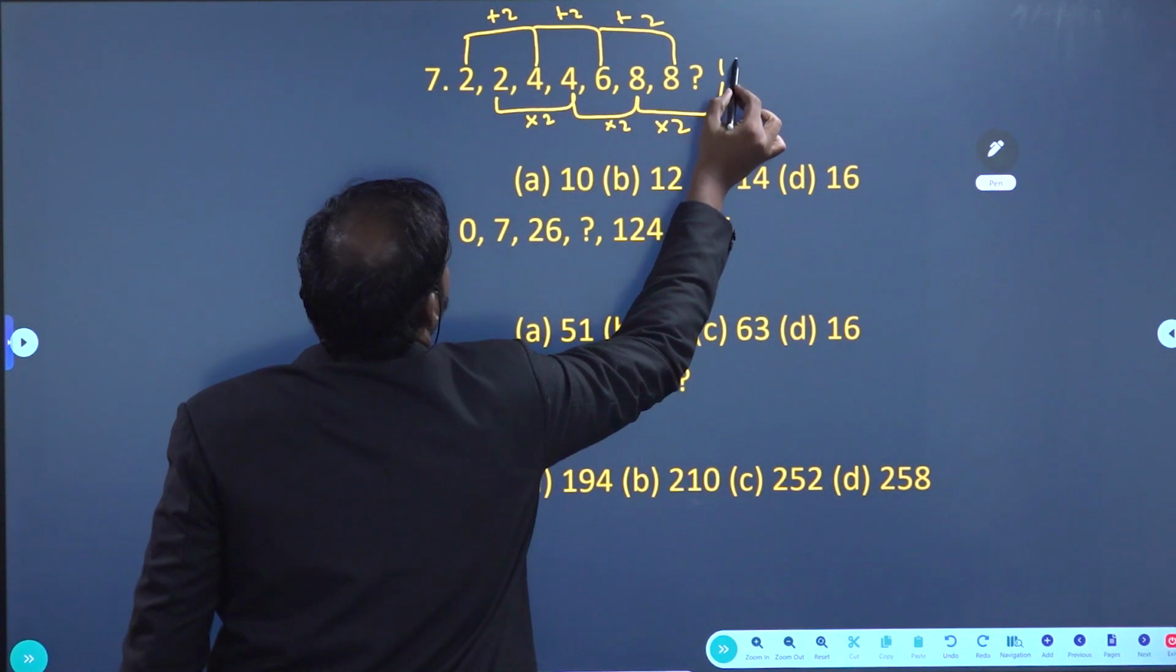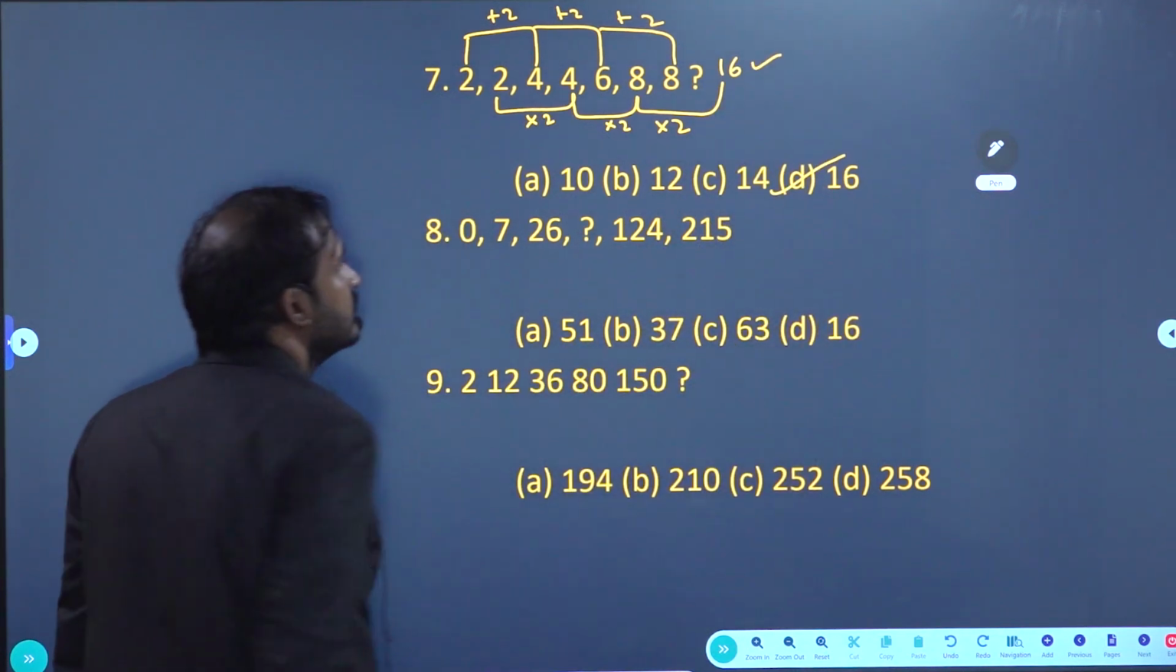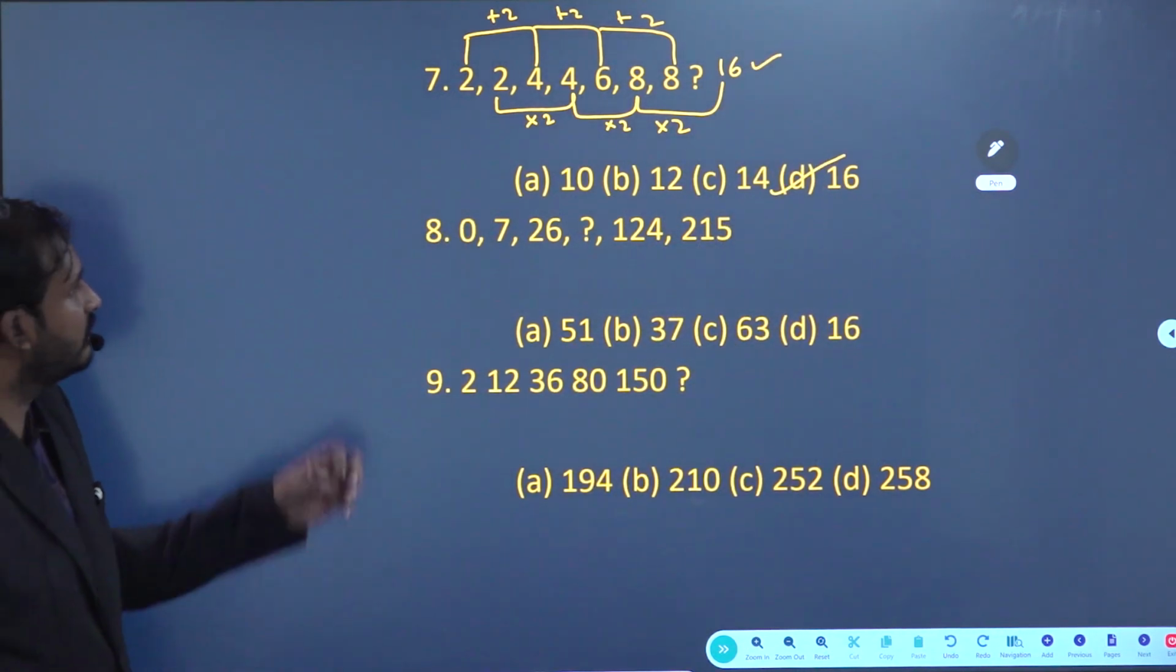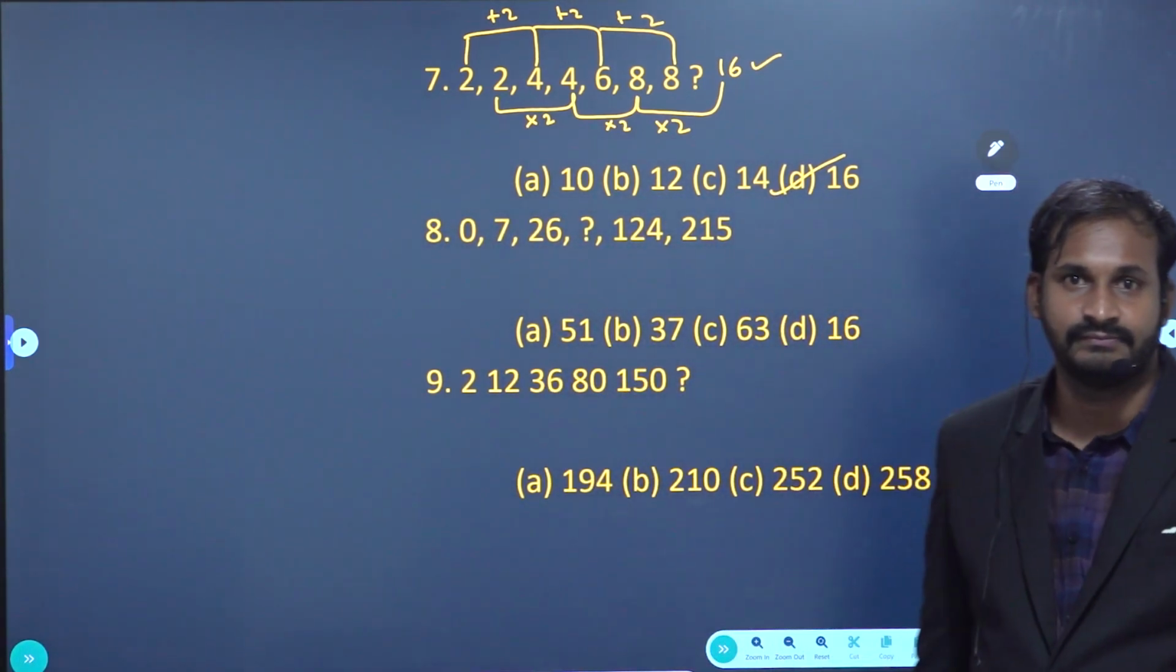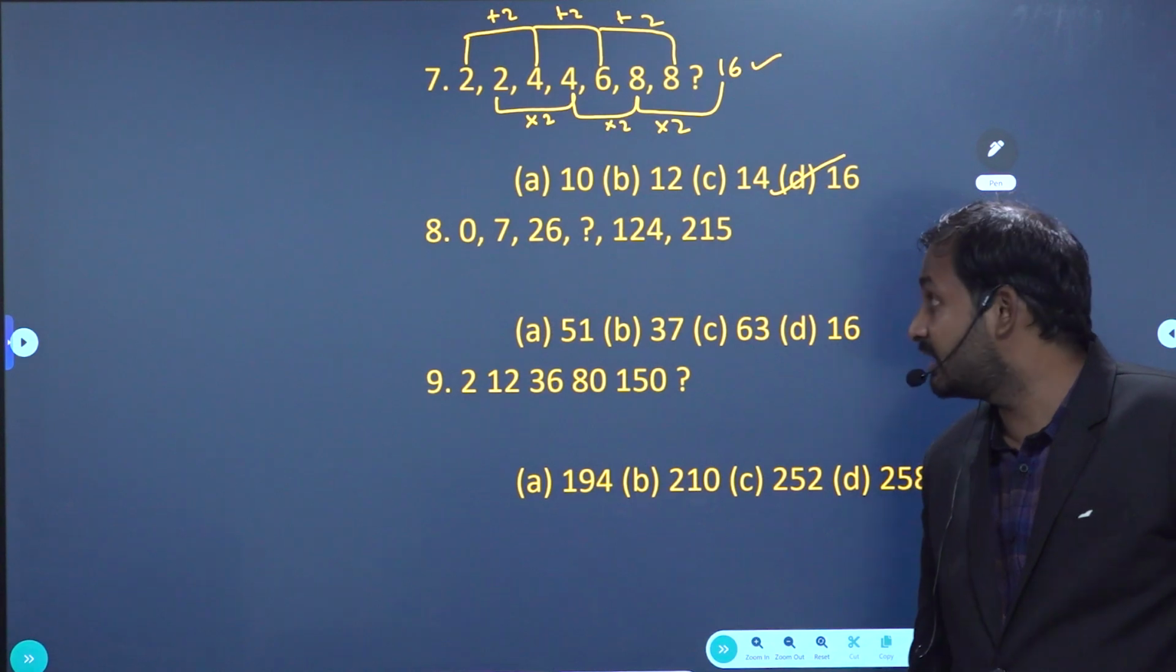2 into 8, 2 eights are what? It should become 16. So if the question is a little bit odd, try to check it in an alternate manner. Okay, you will get the answer very easily.